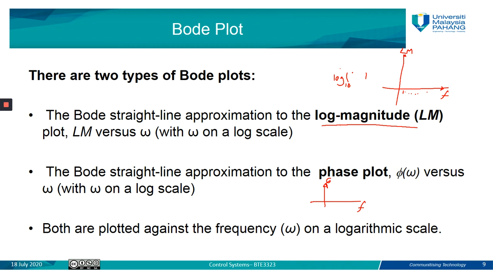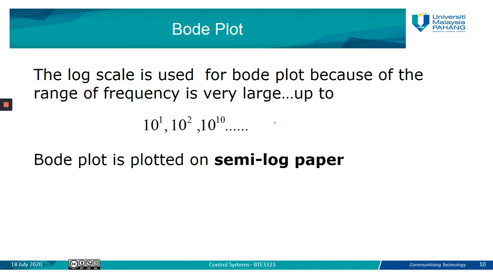So both graphs or both Bode plots are plotted with respect to the frequency or omega value. The log scale here, this is the justification why we need to use the log scale, is used for the Bode plot because of the range of frequency. So the range of frequency, we said, starts from tens of hertz until gigahertz values. So usually the Bode plot is drawn or plotted on a semi-log paper.